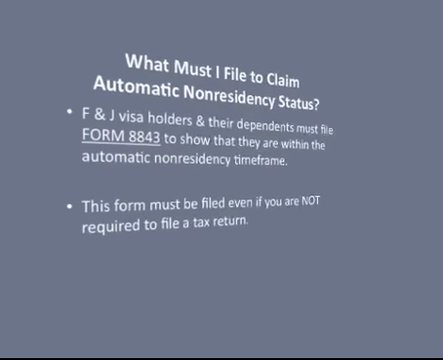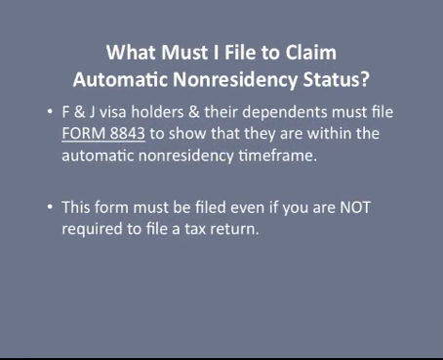In order to claim automatic non-residency status, the IRS requires that F and J visa holders file Form 8843. This form must be filed not only by the F1 or J1 visa holder, but it must also be filed by each F and J dependent, so each F2 or J2. And this form must be filed regardless of whether one needs to file a tax return or not.